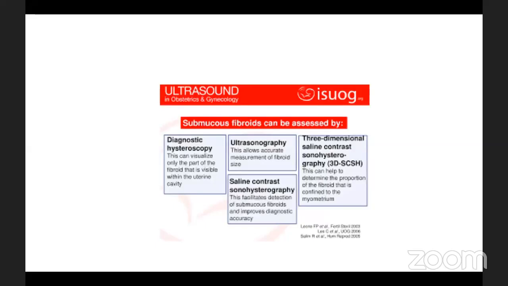So there I just put up that assessment by ISOG on submucosal fibroids, where you can actually see that diagnostic hysteroscopy can also aid in assessing for fibroids, especially the submucosal ones. These ones you can assess using hysteroscopy, and you can combine this together with your 3D ultrasonography, saline contrast sonohysterography to try and map all your fibroids and decide the best modality of treatment, whether you're going to do hysteroscopic myomectomy, laparoscopic, or whatever.